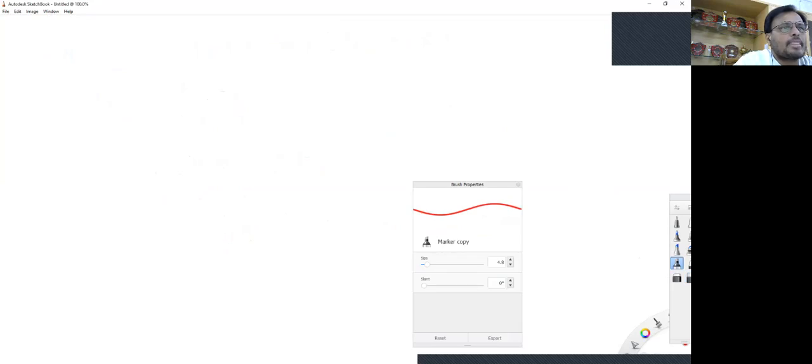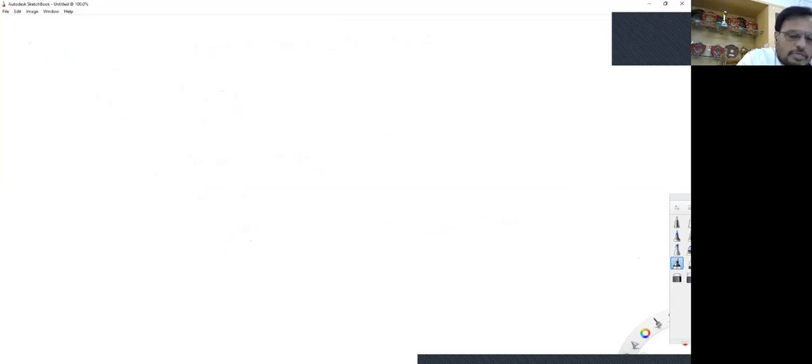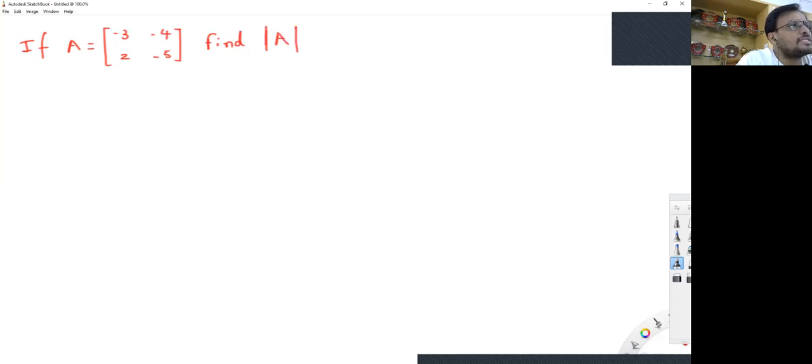Once again, my dear students, now look here. If A is equal to minus 3, minus 4, 2, minus 5, find the determinant of A. In the previous class I told you, the determinant is usually represented in modulus symbol, and all elements must be enclosed in a square bracket. So the determinant of A is minus 3, minus 4, 2 and minus 5.